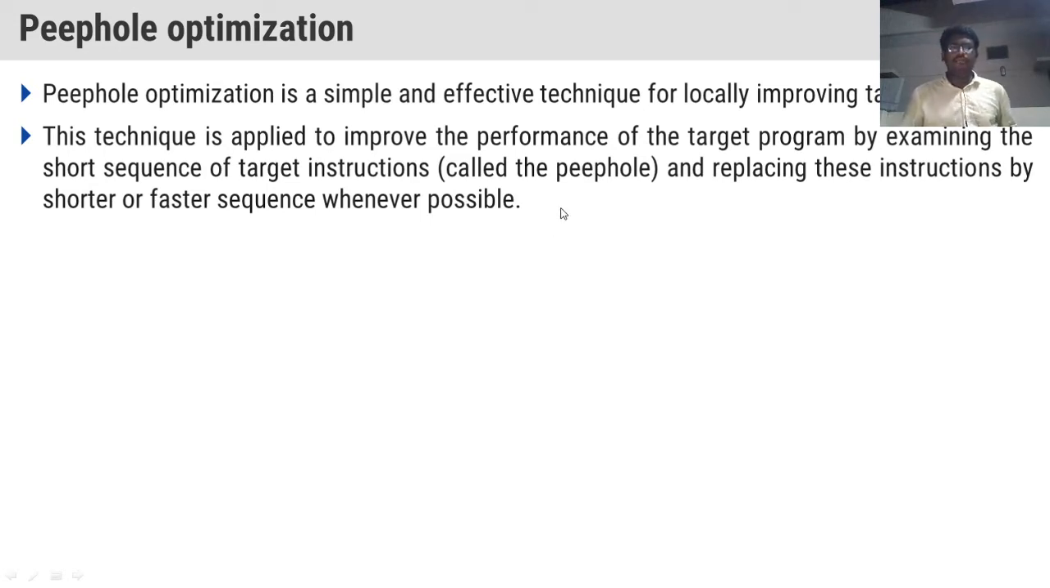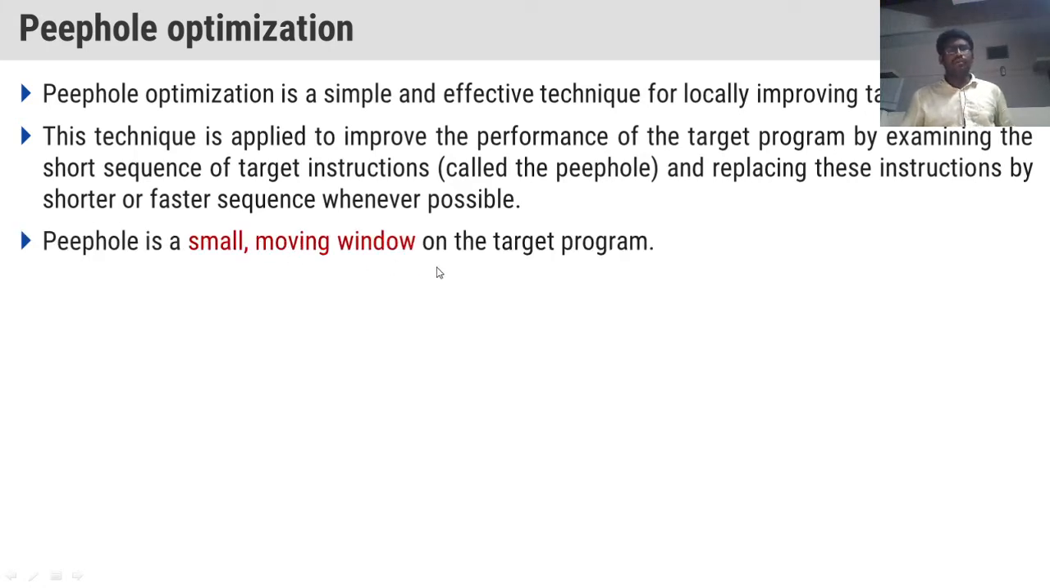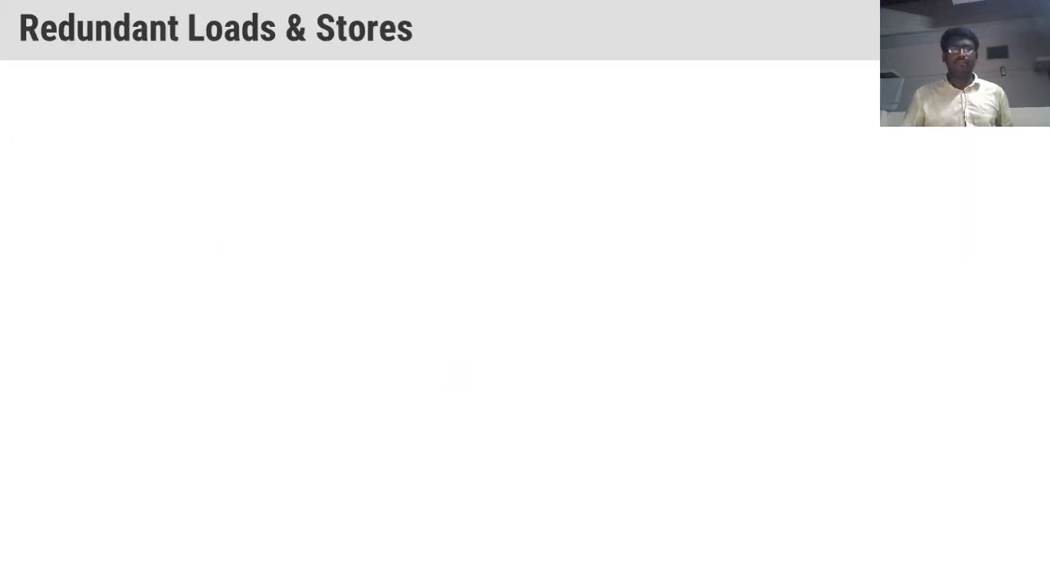And we are using a term, peephole, here. The meaning of peephole is replacing the instructions by a shorter or faster sequence whenever possible. That is the meaning of peephole. Anyhow, a peephole is a small moving window on the target program, and there are some techniques under peephole optimization.